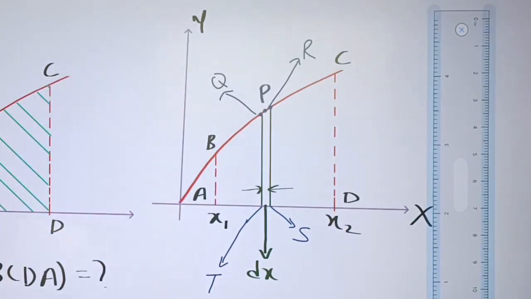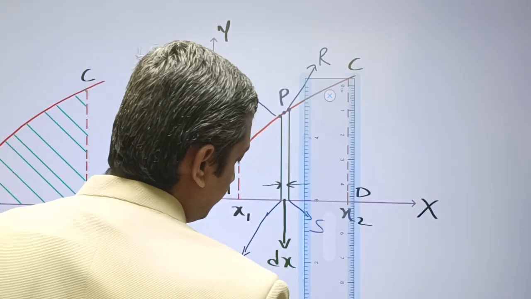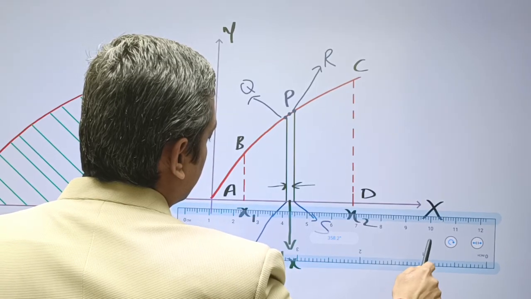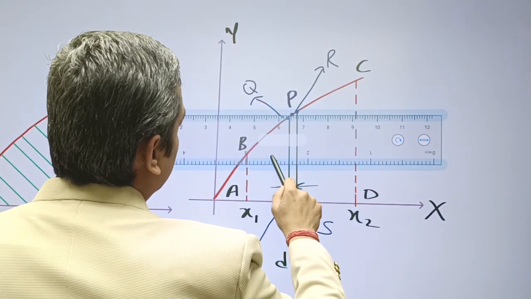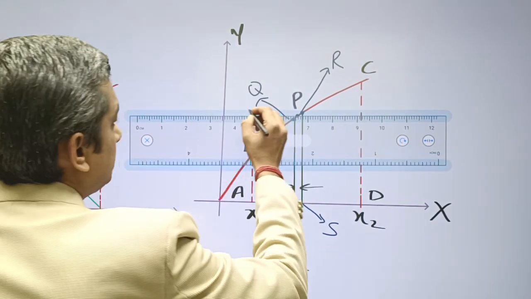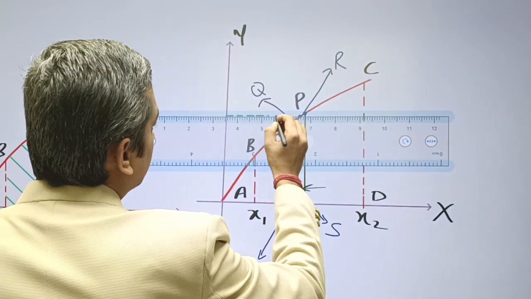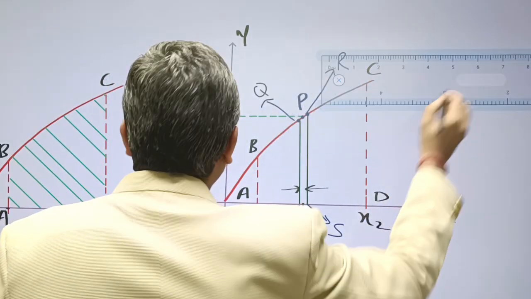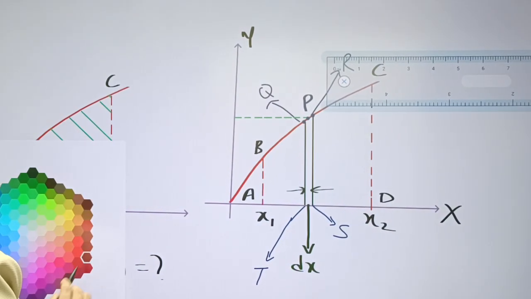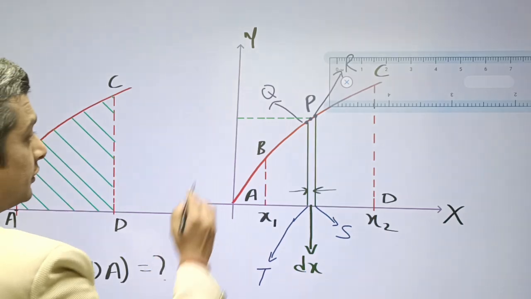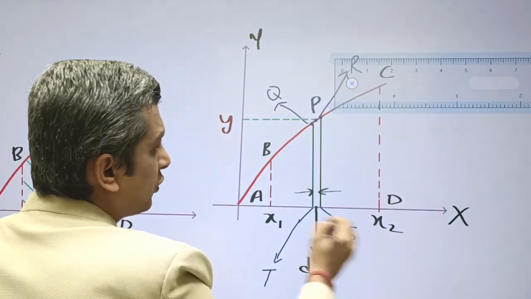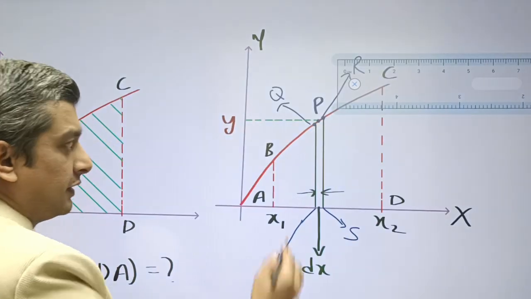So if I mark it, here is the ruler, suppose I join this, so this distance, so this is y, so this length, that is height of p from x axis, is y, isn't it?